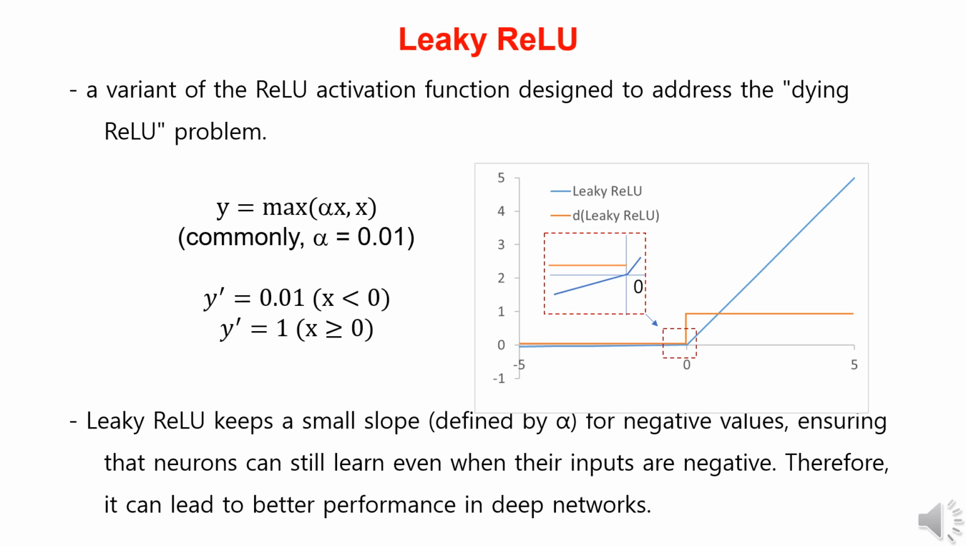Next, let's discuss the Leaky ReLU function. Leaky ReLU is a variation of the ReLU activation function, designed to address the dying ReLU problem. It is defined as shown in this equation, where alpha is usually set to 0.01. When differentiated, this means the gradient is 0.01 for negative values and 1 for positive values. By maintaining a small gradient for negative values, as defined by alpha, Leaky ReLU allows neurons to continue learning even when the input is negative. This can contribute to improved performance in deep neural networks.